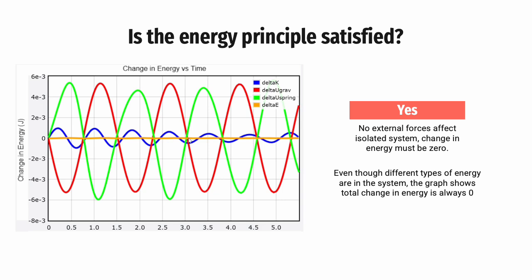So now we'll have other questions that we need to satisfy. One of them is: is the energy principle satisfied? And yes, it is, as you can see in the graph there. No external forces affect the isolated system, and change in energy must be zero. And even though different types of energy are in the system, the graph shows the total change in energy is always zero.